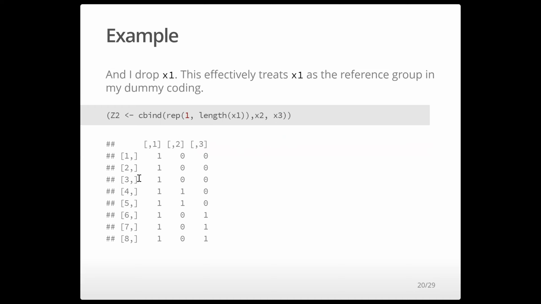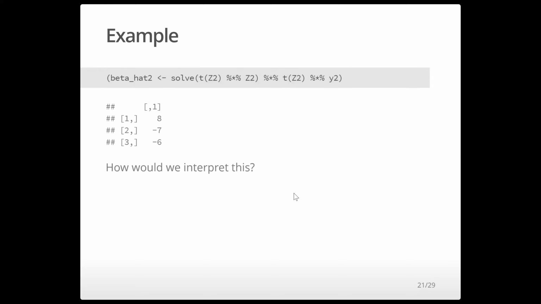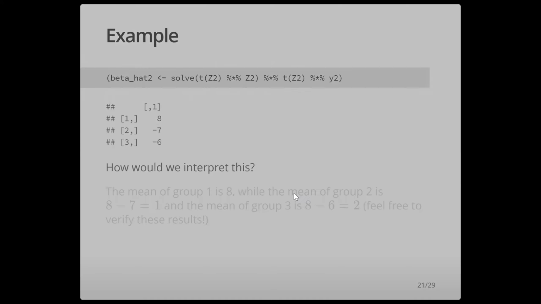So if these 2 columns are both 0, then that means it's group 1. If column 2 is a 1, it's group 2, and if column 3 is a 1, it's group 3. And so I can then go and get my 3 coefficients. And so how would we interpret these? So this is, remember, this is dummy coded. There are other coding schemes that would work. Dummy coding is just the most common and intuitive.